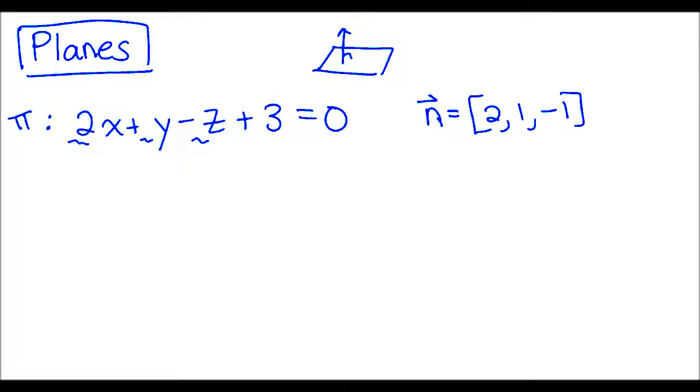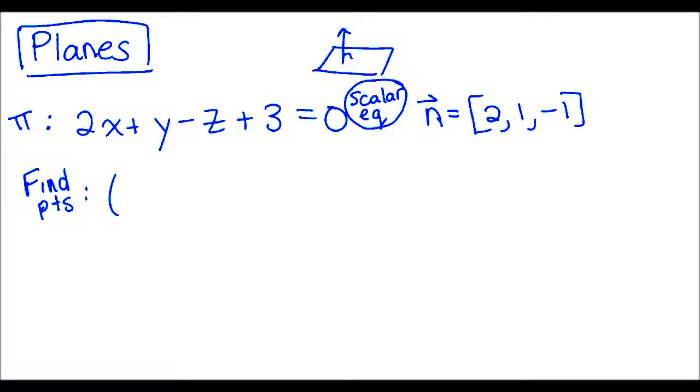This is the scalar equation of a plane, or Cartesian equation, or standard form. There's a bunch of different ways to say it. Now, things we can do if we want to find points on the plane: we just sub stuff in to make our equation equal 0. So I could say, okay, I want x to be 0, y to be 0, and z to be 3, because I know 0 + 0 - 3 + 3 will equal 0. Cool, so I know that's a point on the plane.